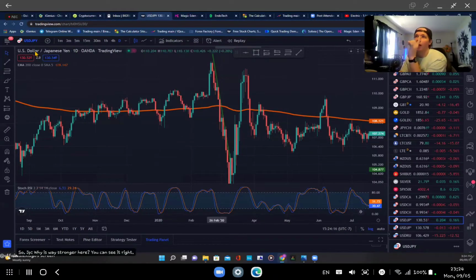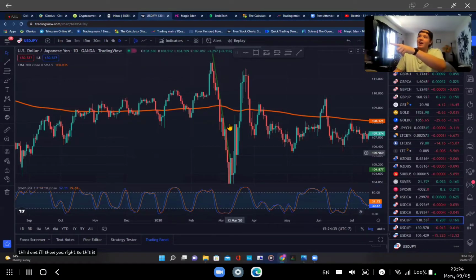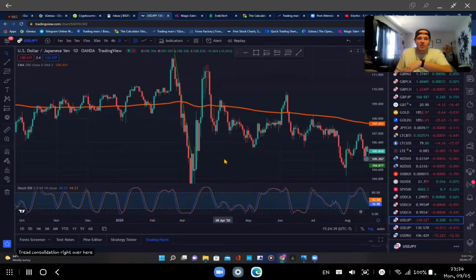You can see it. So whenever you're trading, write this down if you guys are brand new. Please write this down. When you guys are trading, whether it be an uptrend or a downtrend, and I'll get to the third one next. Consolidation is the third one I'll show you. So this is downtrend, uptrend, consolidation, right up over here. I'll mark that up so you guys see it, but please write this down while I'm on the topic.